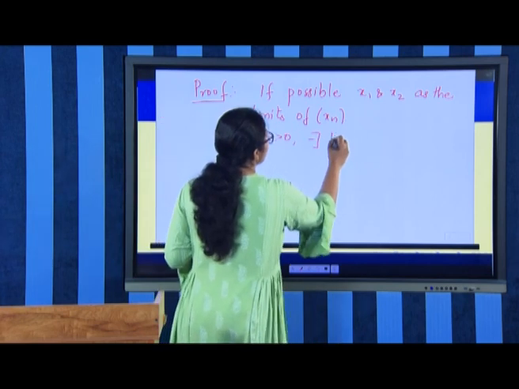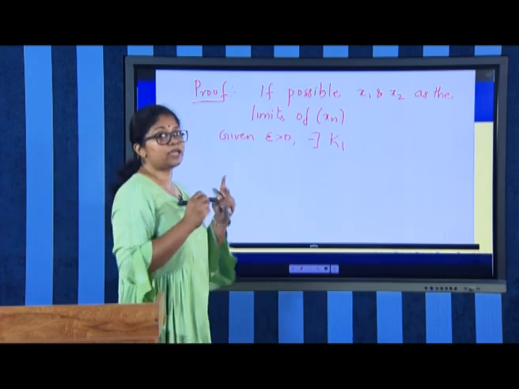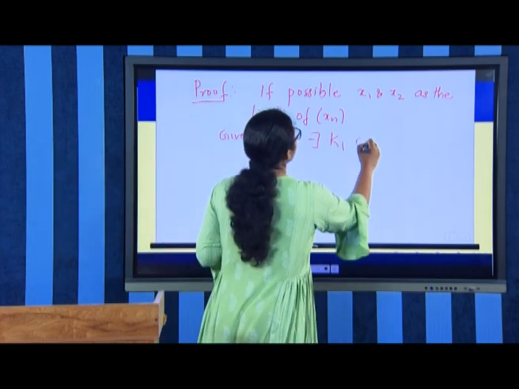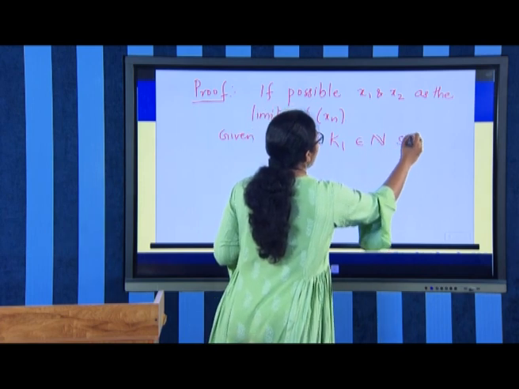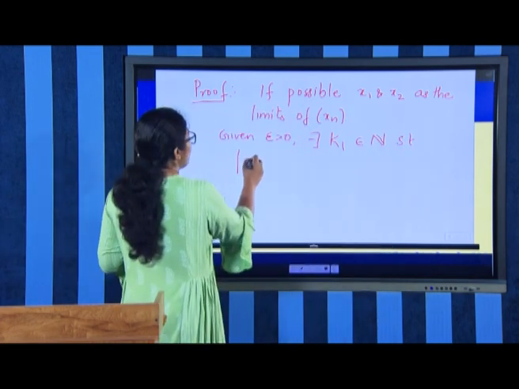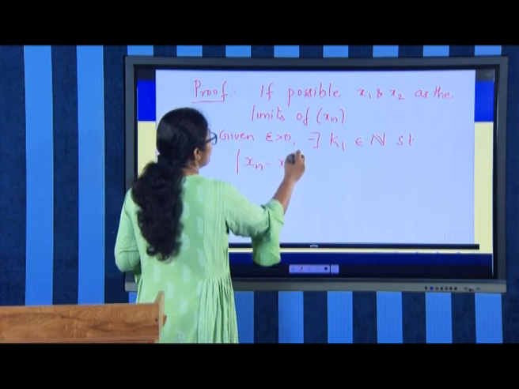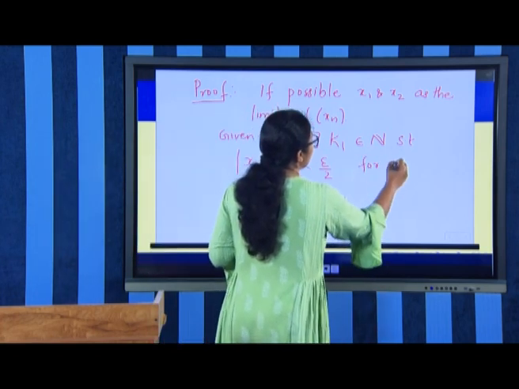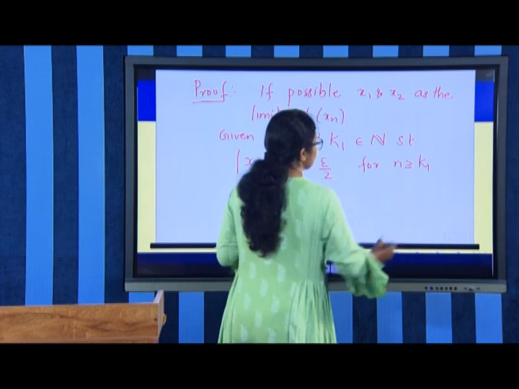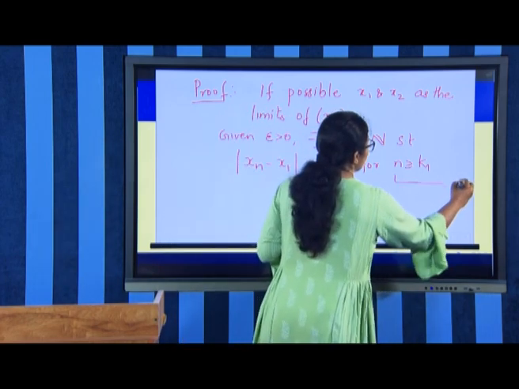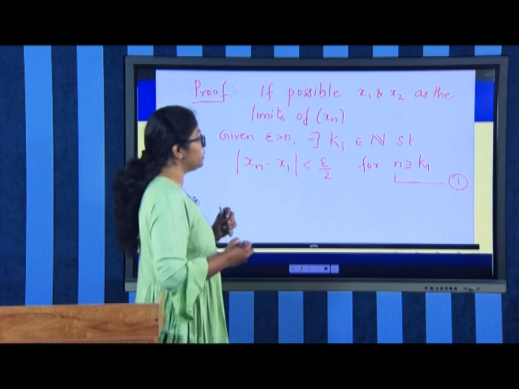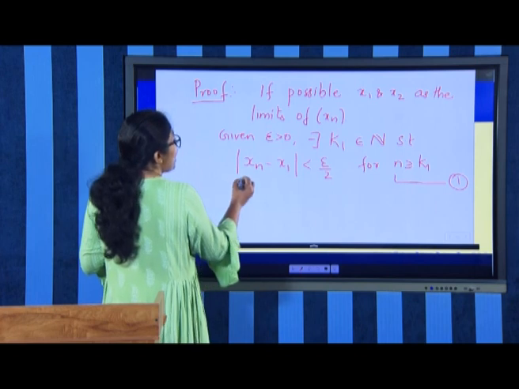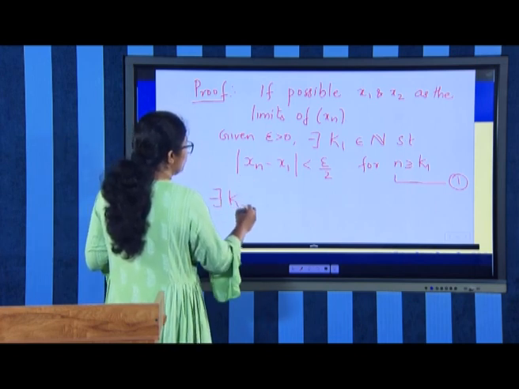there exists some natural number k1, because we have taken two limits, we will be having two natural numbers, say k1 belonging to N, such that modulus of xn minus x1 is less than epsilon by 2 for n greater than or equal to k1. So, that can be considered as inequality number 1.